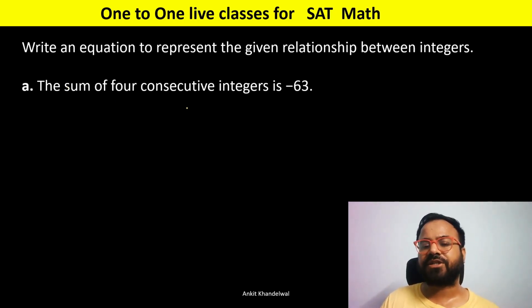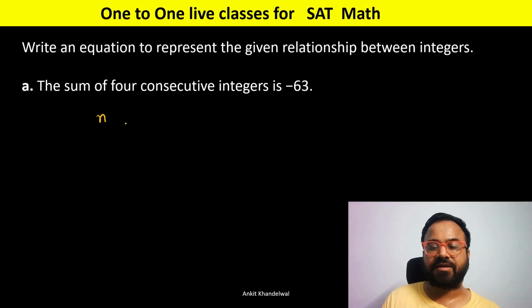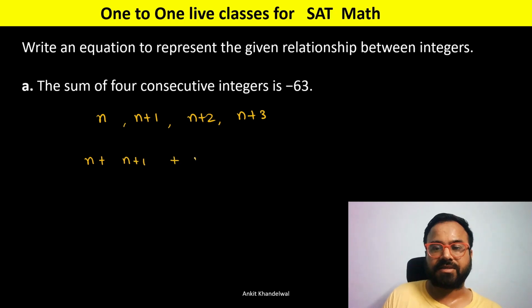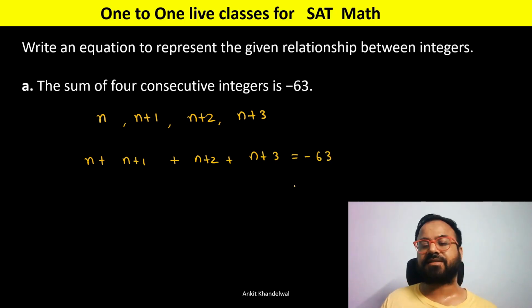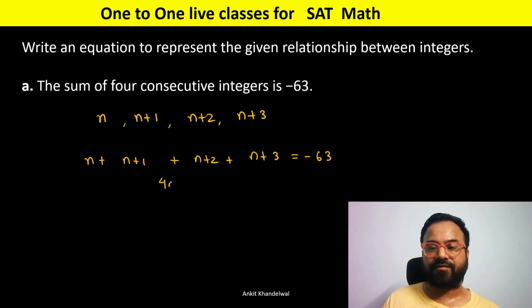Now they have not mentioned whether it is even or not, so these are normal integers. We can say the first integer is n, the second one n plus 1, the third one n plus 2, and the fourth one n plus 3. So the sum of all of them, n plus n plus 1 plus n plus 2 plus n plus 3, is equal to minus 63. This is the equation. If you want to simplify it, we get 4 times n, and 1 plus 2 plus 3, that is 6, equals negative 63.